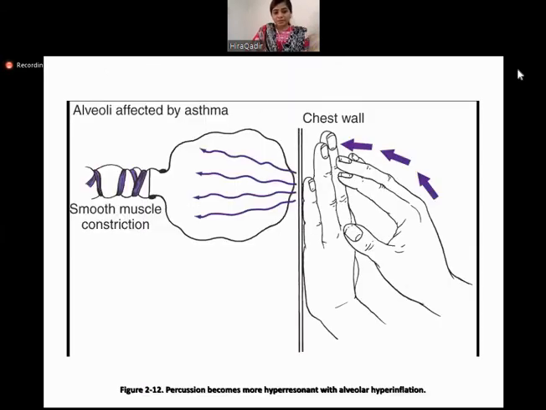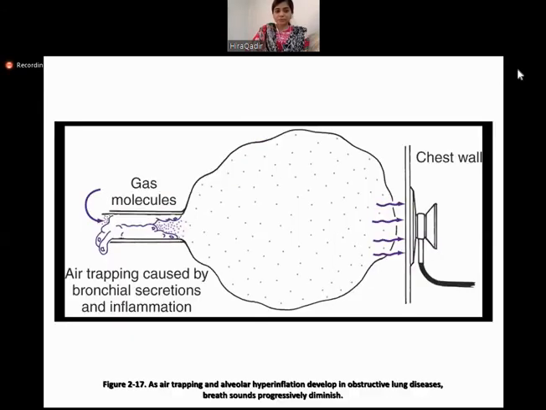So the percussion becomes hyper-resonant, and there is also wheezing. And the breath sound is decreased. Why? Because there is air trapping, which causes bronchial secretion, plugging of mucus, and inflammation. So the emphysematous patient also has a risk of infection because of the continuous mucus plugging and ongoing inflammation.